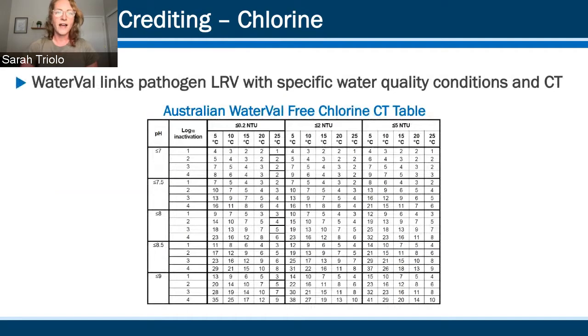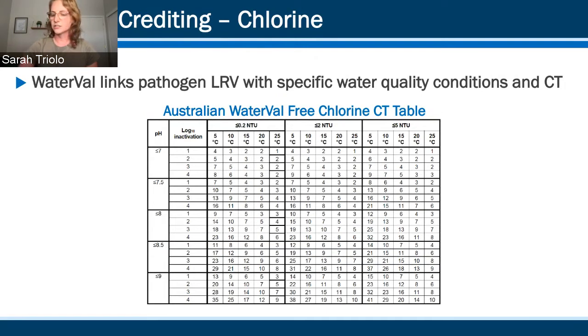And what the water validation protocol does is similar to the EPA CT tables. It links different pathogen log removal values, or pathogen credits, with a CT value, and it also includes some additional information about water quality criteria, which makes this a really good framework for black water and gray water in the on-site reuse scenario. Sorry, this table is really tiny.